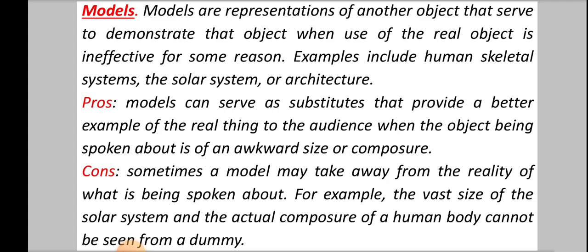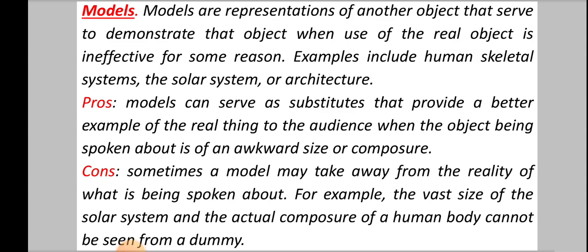Models are representations of another object that serve to demonstrate that object when use of the real object is ineffective for some reason. Examples include the human skeletal system, solar system, or architecture. The pros are models can serve as substitutes that provide a better example of the real thing to the audience when the object being spoken about is of awkward size or composure.